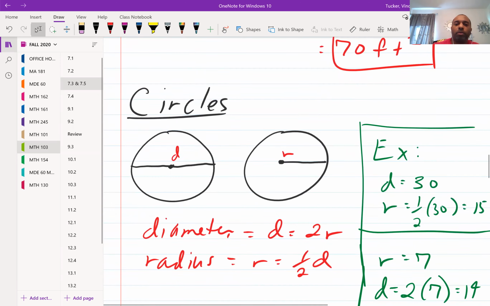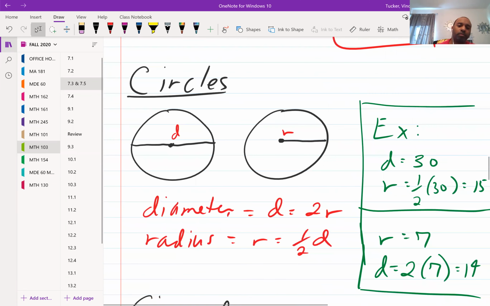So looking at circles, the diameter of a circle is a line going from one end of the circle to the other, going straight through the center. That's your diameter. And your radius is always going to be half of your diameter. If you go from the center just to one side or one end of your circle, that will be your radius.